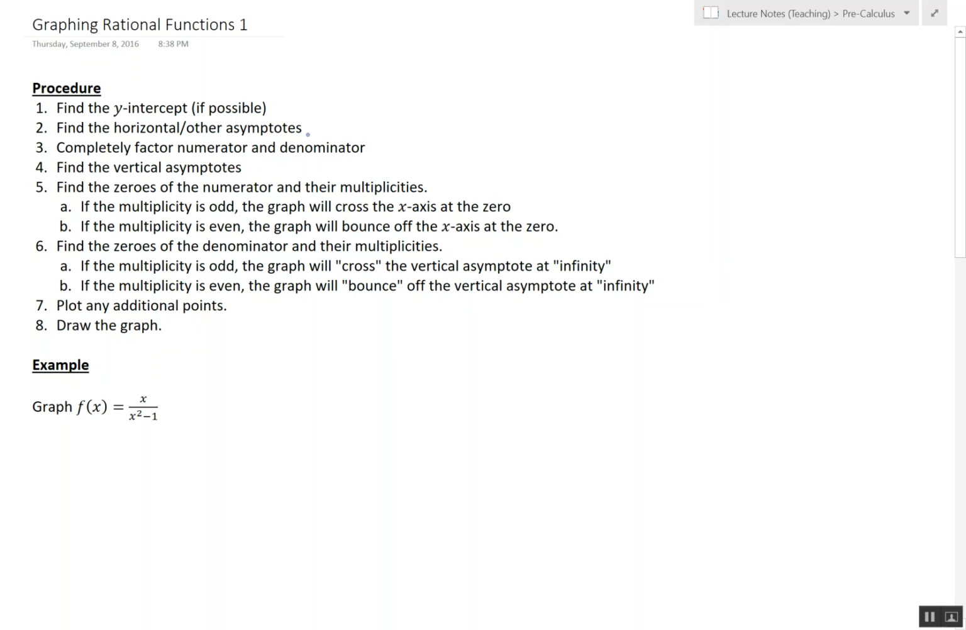Then we have two steps. We have to find the zeros of the numerator and the zeros of the denominator. You notice that the zeros of the numerator and their multiplicities, so that's important because we need to know their multiplicities as well. And the multiplicities will tell us for the numerators about crossing bouncing behavior on the x-axis. But, and this is not very commonly taught, but this is kind of a trick I show students, the zeros of the denominator and their multiplicities talk about crossing and bouncing at infinity. So we'll see that when we do the examples.